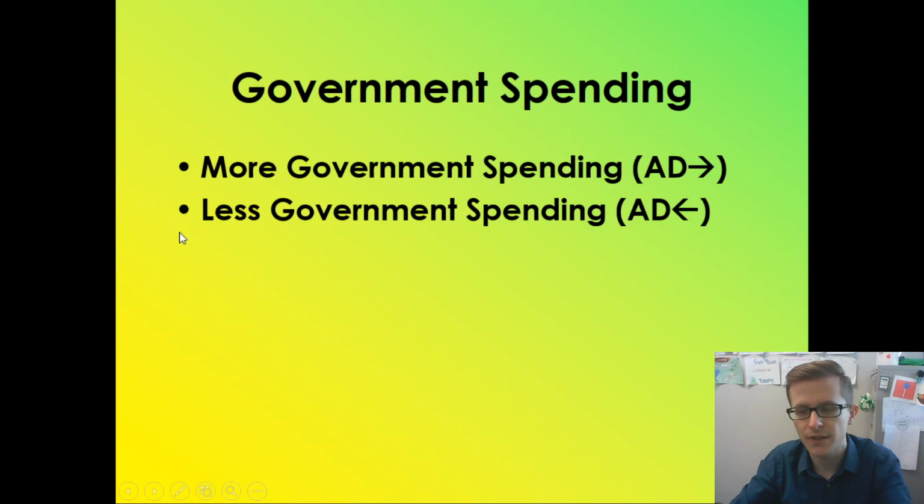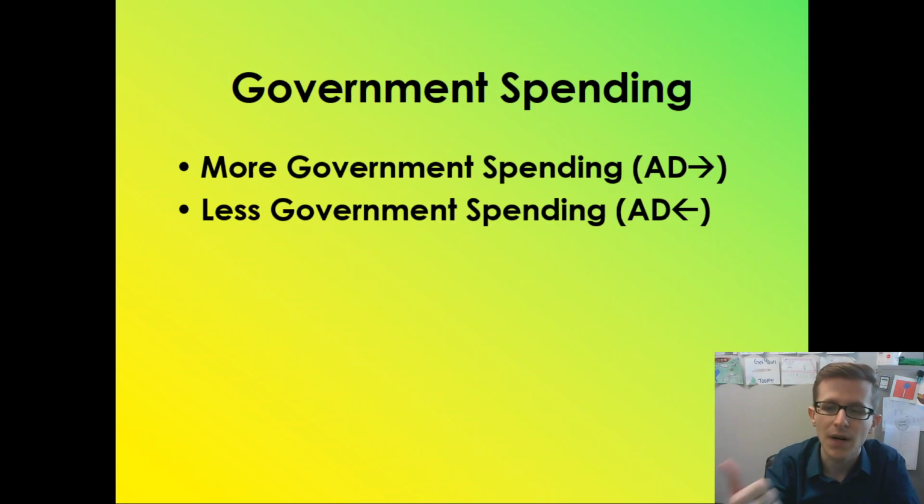Government spending. This is a pretty simple one. We'll talk about this more with fiscal policy. But as there's more government spending, aggregate demand shifts to the right. And as there's less government spending, aggregate demand shifts to the left. Once we break down fiscal policy, it'll make more sense. But in general, it's Congress that determines this, nobody else. Doesn't matter what the news says. It's only Congress that's going to determine our budgeting and government spending.